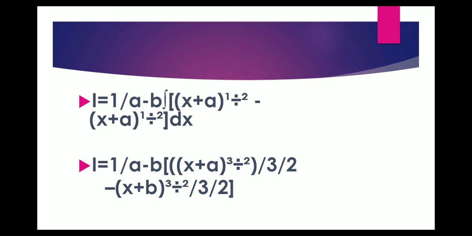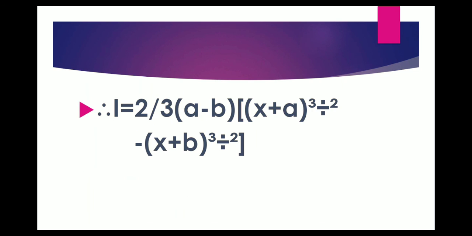Integrating both the terms, we get I equals 1 upon a minus b into x plus a whole raised to 3 by 2 divided by 3 by 2 minus x plus b whole raised to 3 by 2 divided by 3 by 2. Hence we get I equals 2 by 3 into a minus b into x plus a whole raised to 3 by 2 minus x plus b whole raised to 3 by 2.